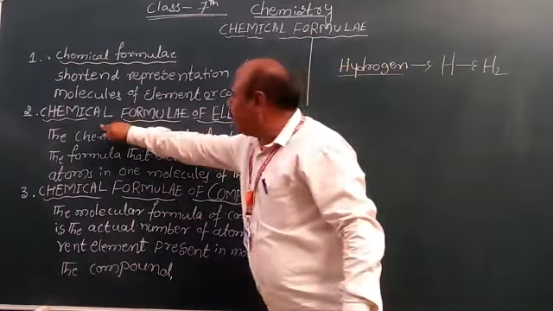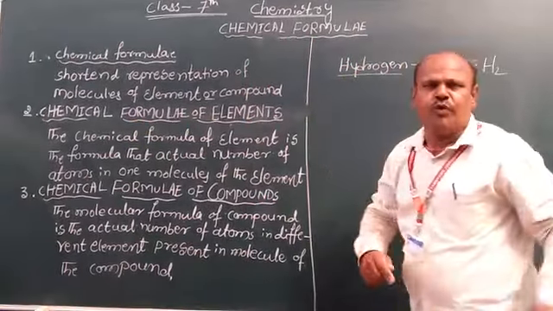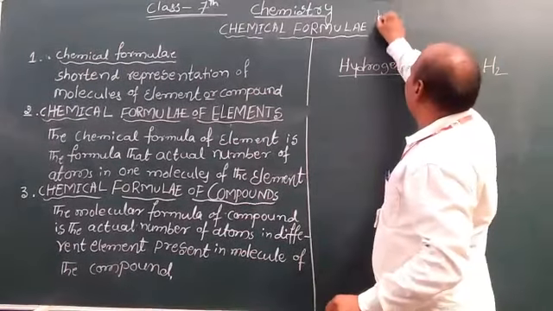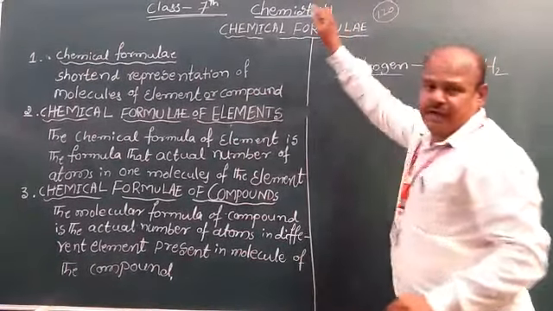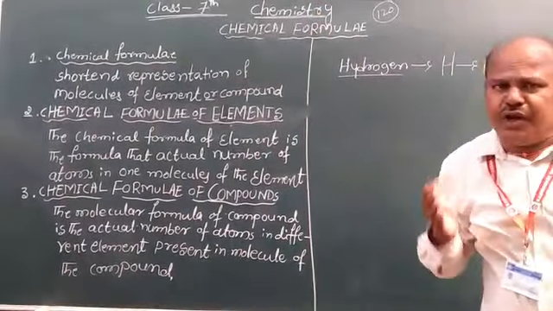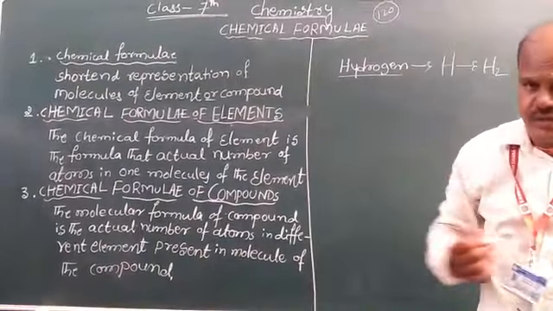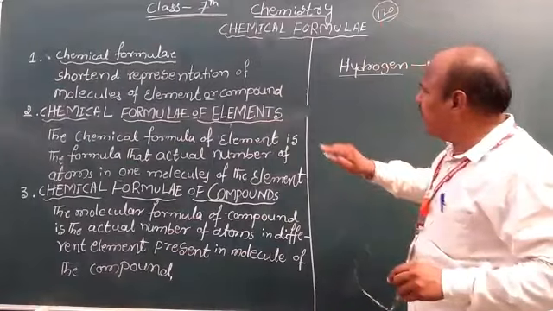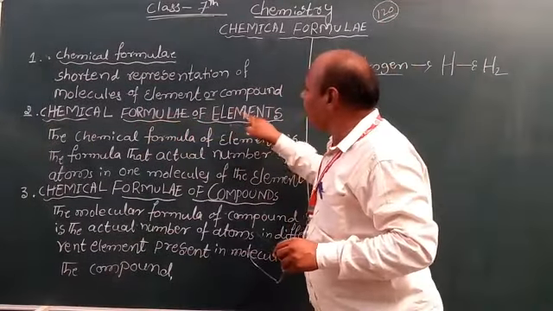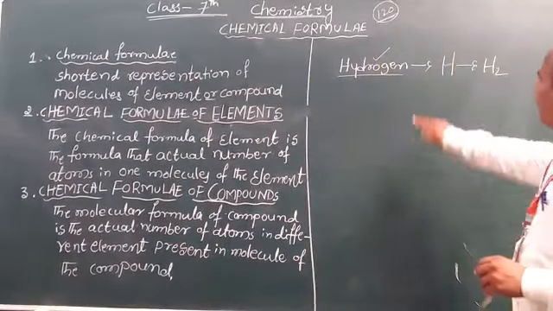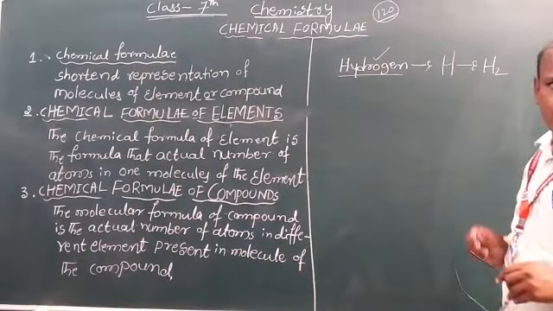Now take the chemical formula of the element. So many elements you learned. How many elements are there? So far 120 elements are present. Out of all the 120 elements, J.J. Berzelius gave the symbols. But for the chemical formula of an element, say hydrogen is an element. The formula of hydrogen is H2.